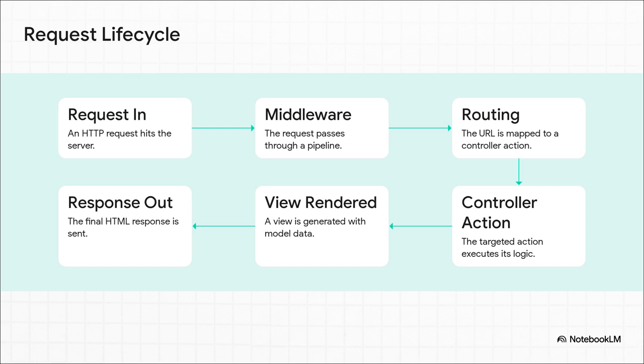The first stop might check if you're logged in. The next might add some logging. Each piece does its job and then passes the request down the line. After it gets through this whole pipeline, the routing system finally figures out which controller to call. Then your code runs, a view gets built, and the finished response travels all the way back out to the user.